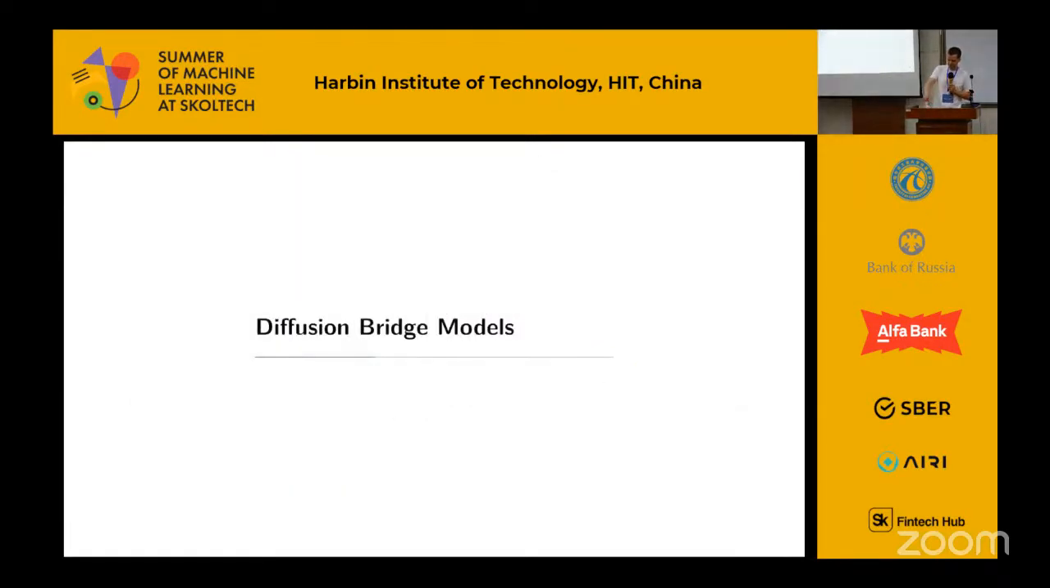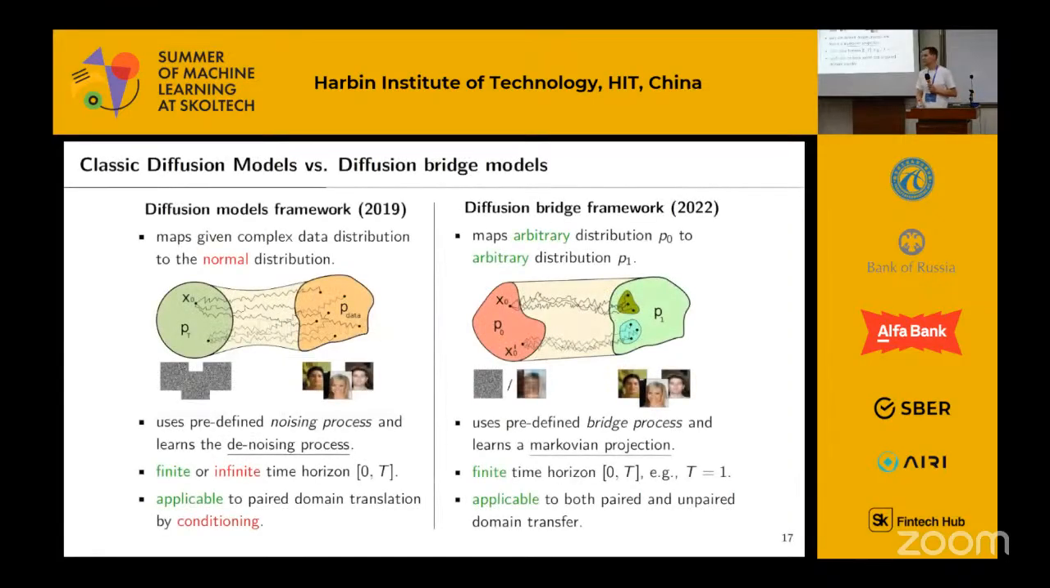Okay, so now let's go to the main part of our presentation, about the diffusion bridge model. Basically, we're going to talk about the diffusion bridge framework, which differs from the classical diffusion model framework in several aspects. First of all, standard diffusion models always learn a denoising process.